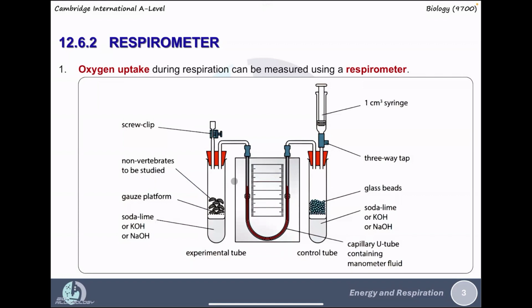In this setup, you can see that both chambers are connected to a capillary U-tube, which contains manometer fluids. You can use oil or stain oil to act as the manometer fluid. When we start the experiment, we just need to make sure that the level of the manometer fluid remains the same before we start the experiment. And this line is known as the origin.